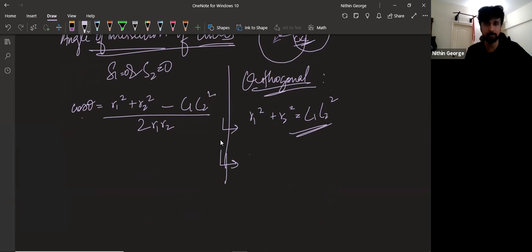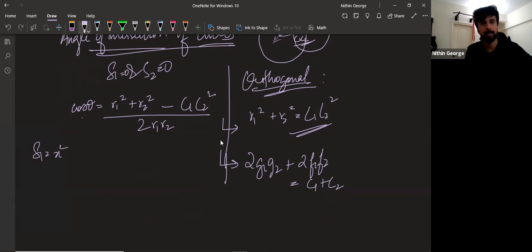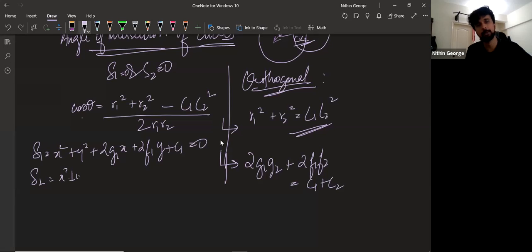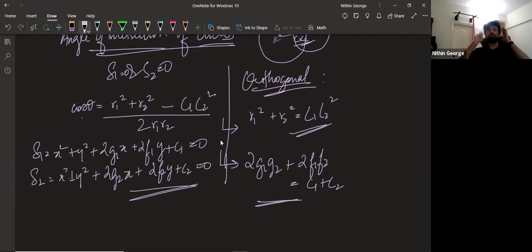There is another condition for this, 2G1G2 plus 2F1F2 equal to C1 plus C2, where S1 is x square plus y square plus 2G1x plus 2F1y plus C1 equal to 0, and S2, the second circle, will be x square plus y square plus 2G2x plus 2F2y plus C2 equal to 0. So these are the two circles. Then this becomes the condition for orthogonality. Please remember this part. This is the part I was sorry about.